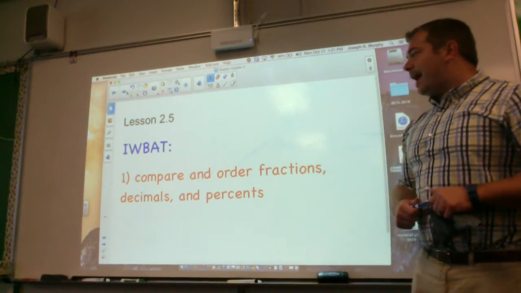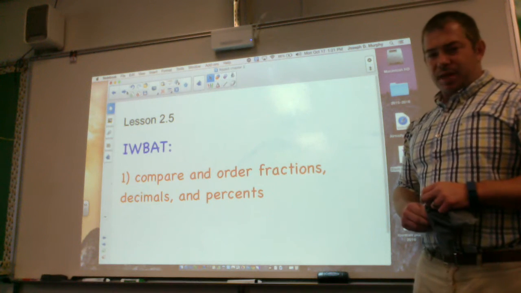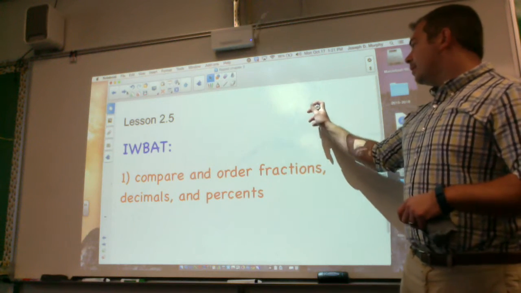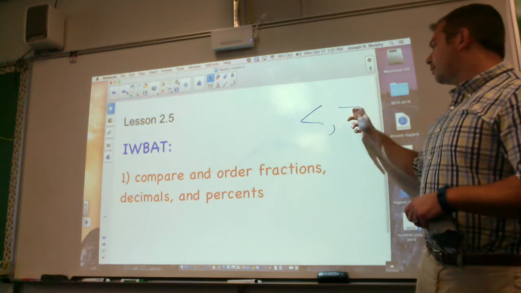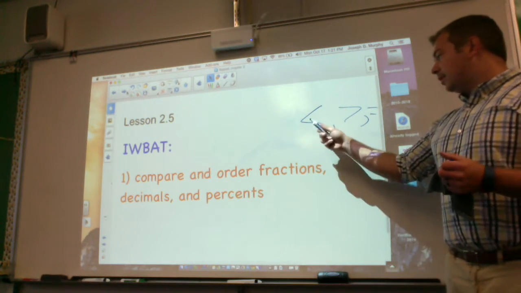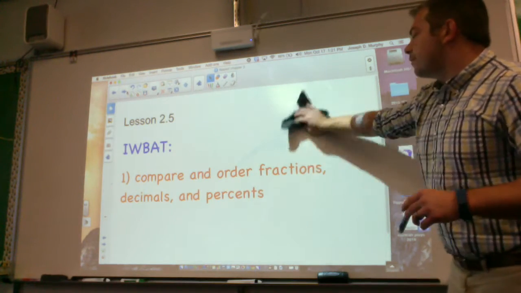Here's your objective. I will be able to compare and order fractions, decimals, and percents. Alright, so when we compare, we're going to compare with less than, greater than, and equal to. So you have to remember those signs. Less than, greater than, and equal to. And then we'll put them in order from least to greatest as well.